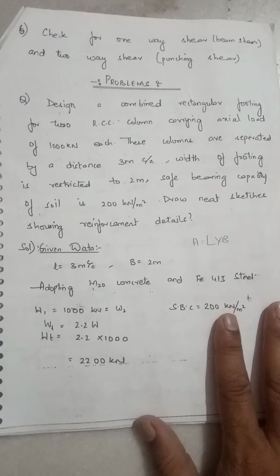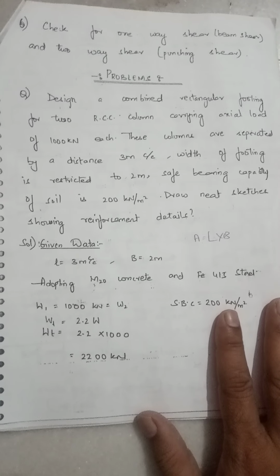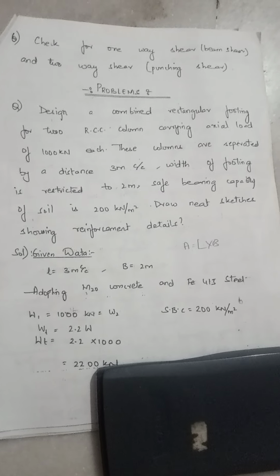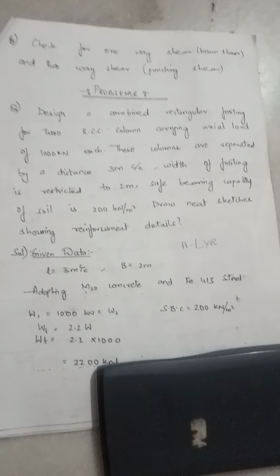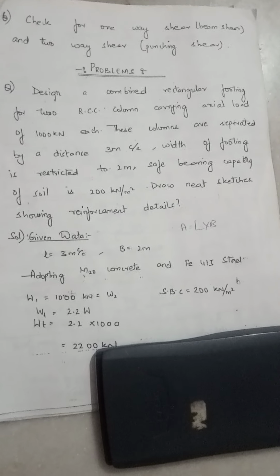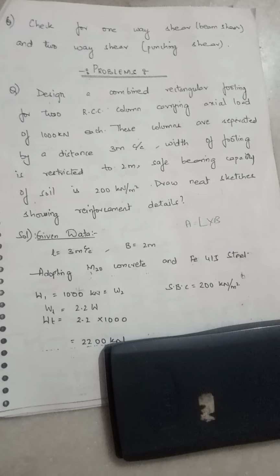Design a combined rectangular footing for two RCC columns carrying axial load of 1000 kilonewton each. Here the loads are equal loads. We don't have unequal loads. Unequal loads will be two different loads on two different columns. The loads might be different on each column. So here we have equal loads. These columns are separated by a distance of 3 meters center to center. The center to center distance is 3 meters.